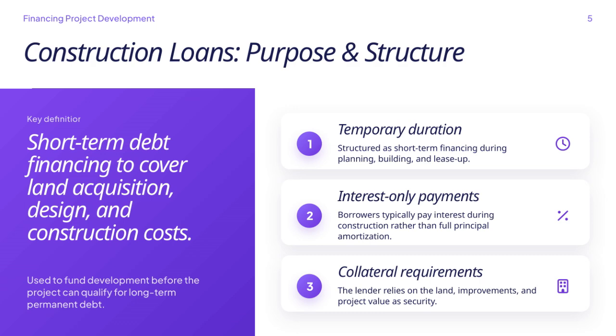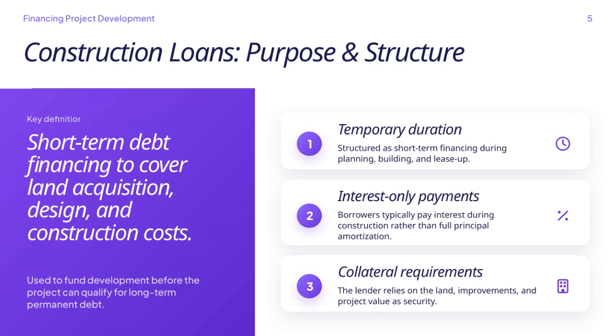Typically, borrowers are required to make interest-only payments during construction. This means they're not paying down the principal until the project reaches a stage where it can be refinanced with permanent debt. Lenders secure these loans using collateral, which is usually the land itself, any improvements made, and the overall project value. This structure helps ensure the lender's risk is managed while providing the developer with the necessary capital to move forward.